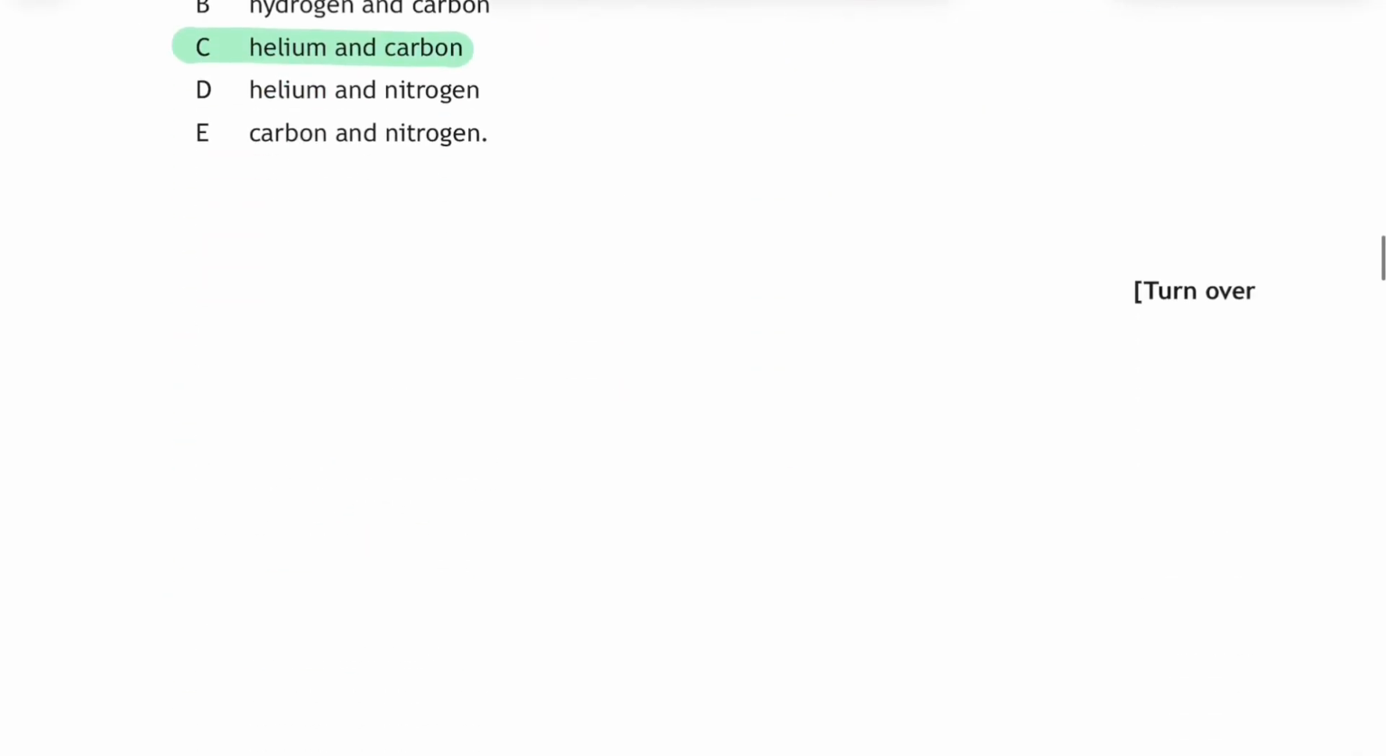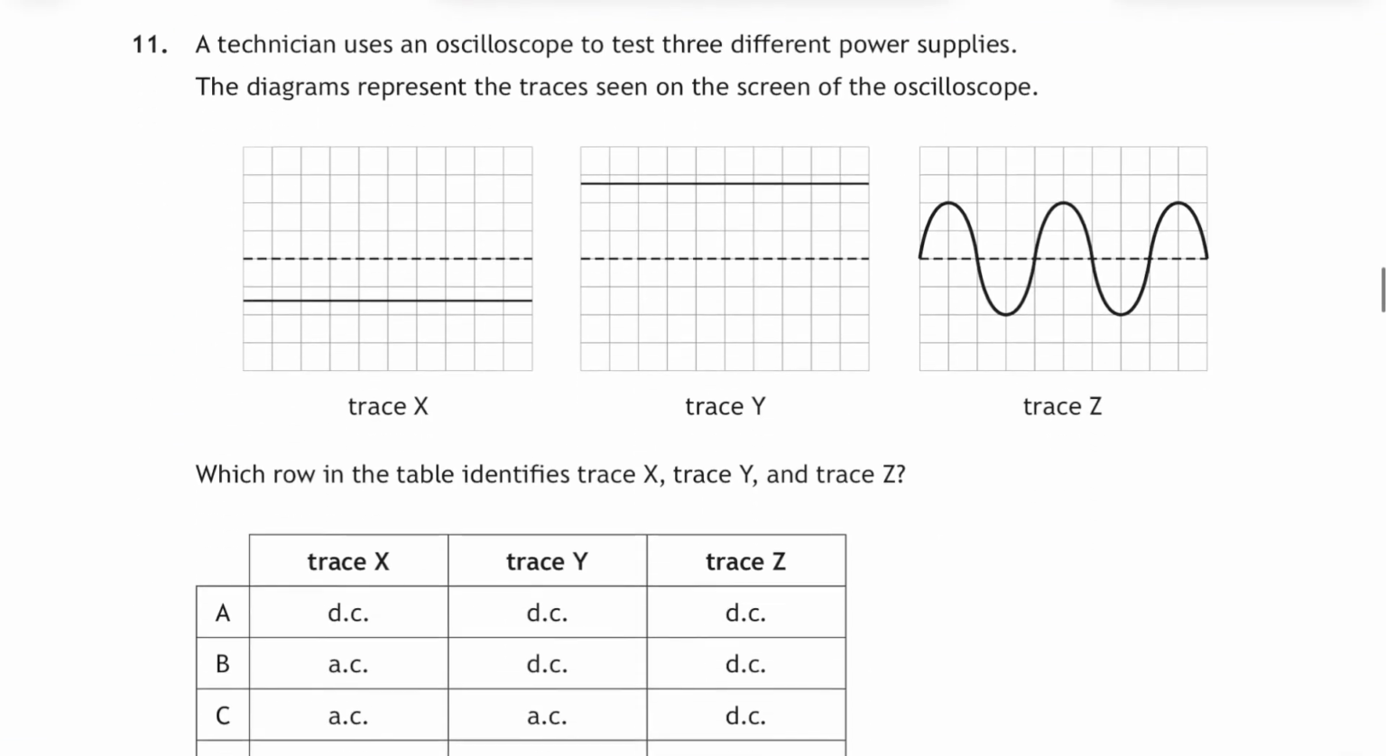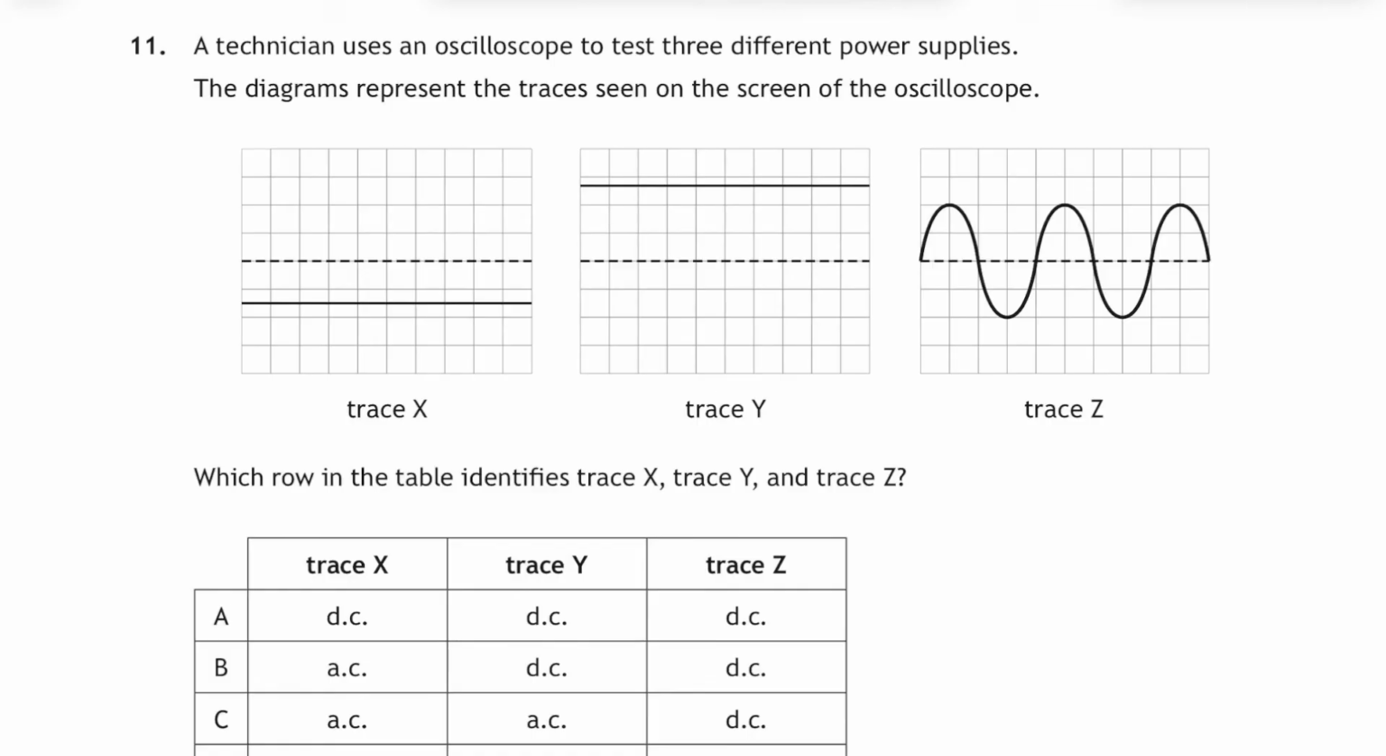Moving on then, question 11. Now we're on to electricity. A technician uses an oscilloscope to test 3 different power supplies, and the diagrams represent the traces seen on the screen of an oscilloscope. And you should know that an oscilloscope is a device that displays electrical signals and how they change with respect to time.